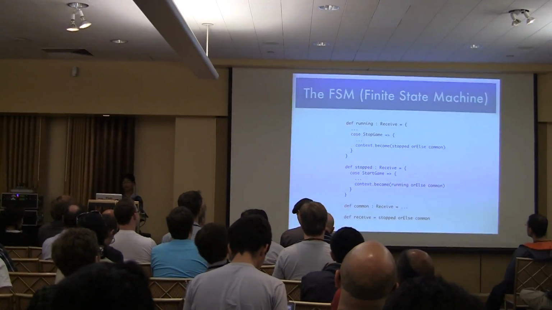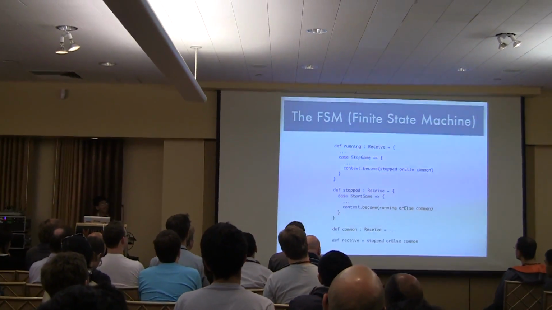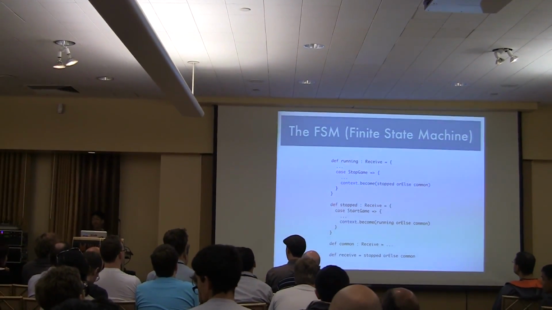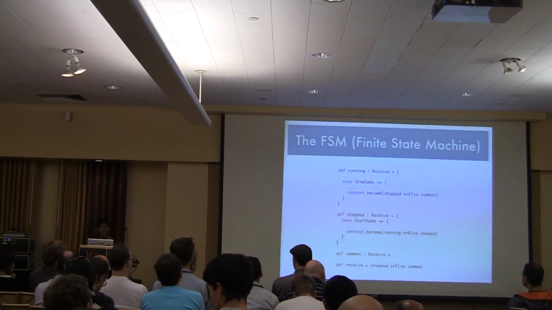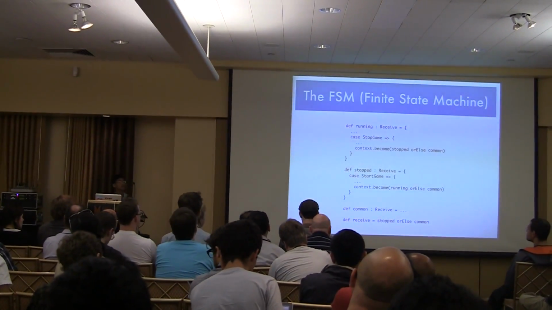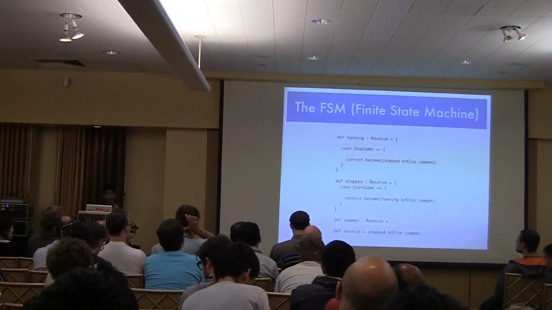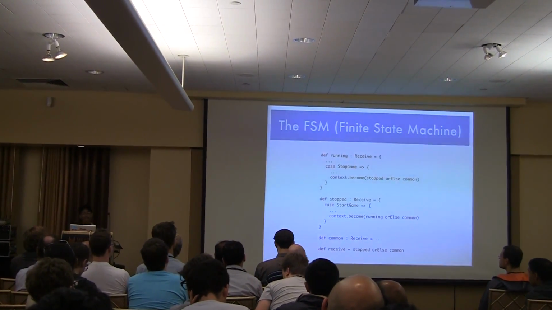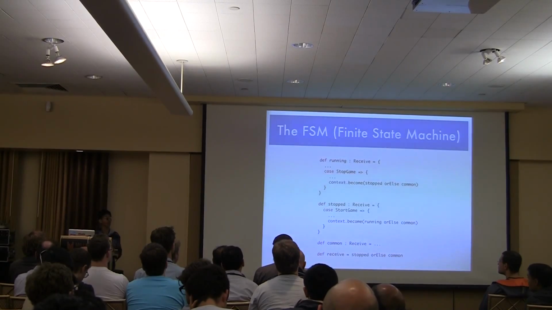So I'm in stopped mode, and let's say the user clicks the start button. Then it'll use context.become running orElse common, and that's how I switch my state. So now I'm in running, but the user just crashed and the snake just ate itself. So then I want to stop the game, and I just do context.become stopped orElse common.